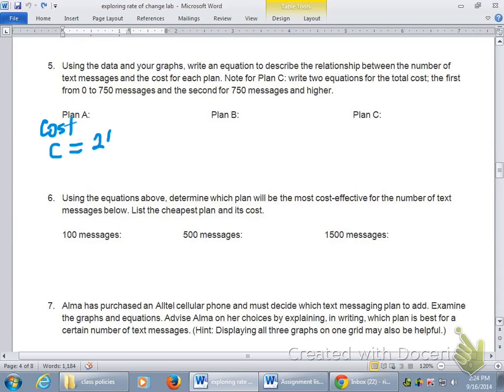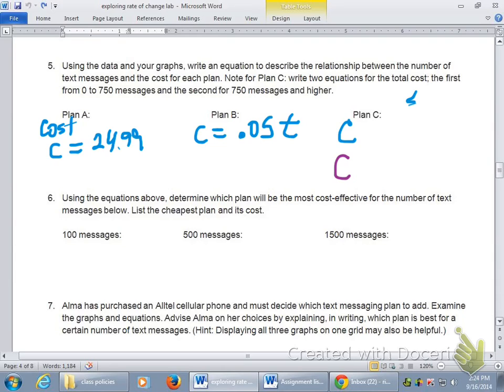Writing an equation here, we had to go back and look. To start with, on Plan A, we realized that Plan A had a cost of $24.99, but there ended up being no variable with that. So it was important to recognize that even though it's not as pretty, C equals 24.99 is an equation, it just doesn't have a variable.